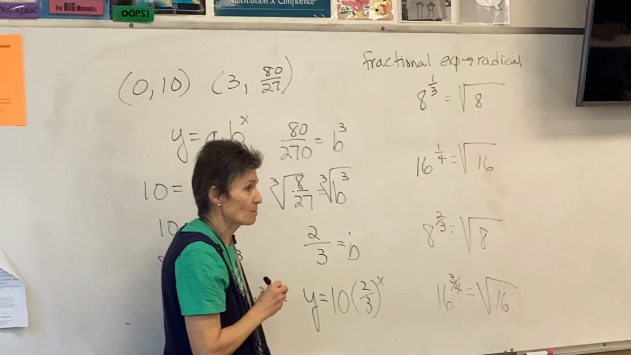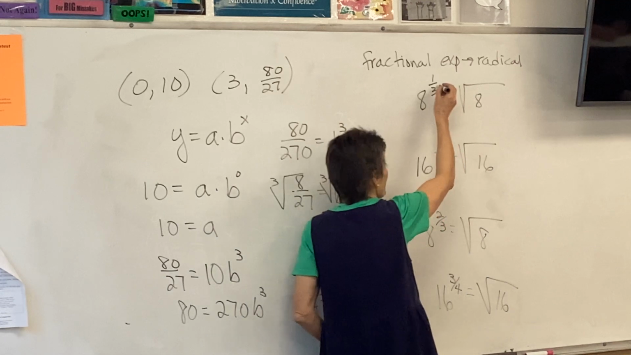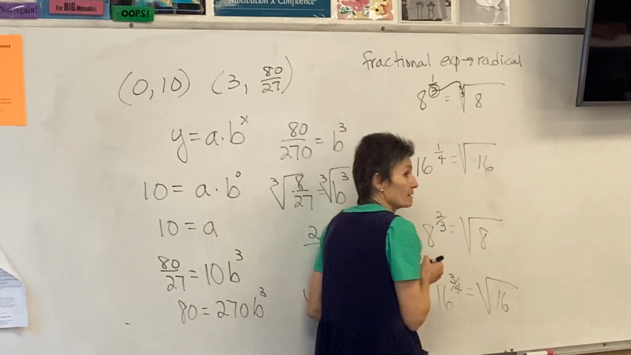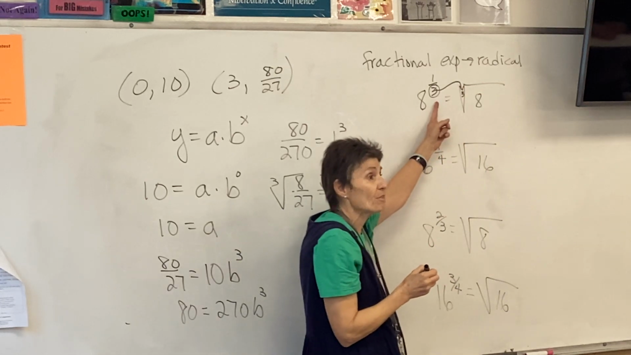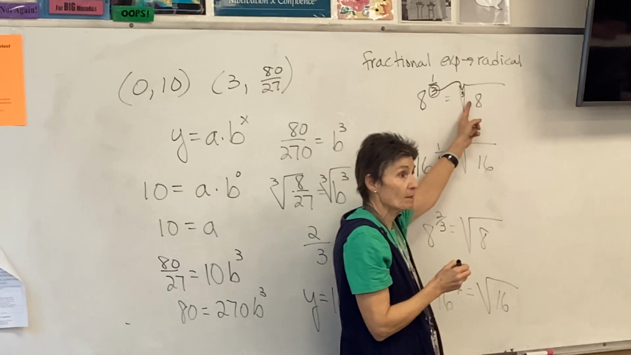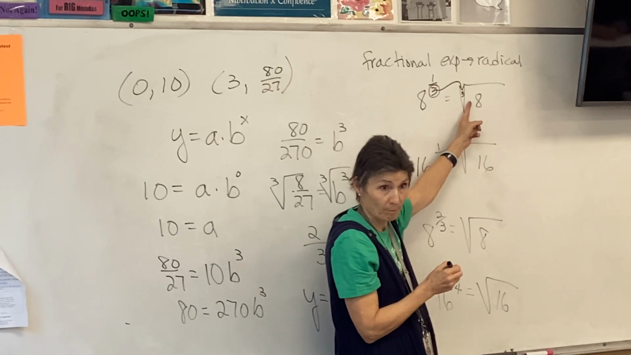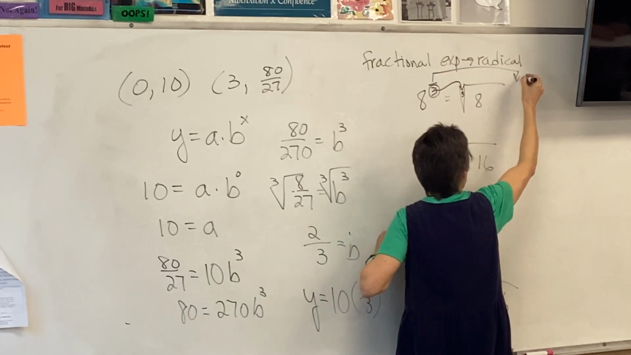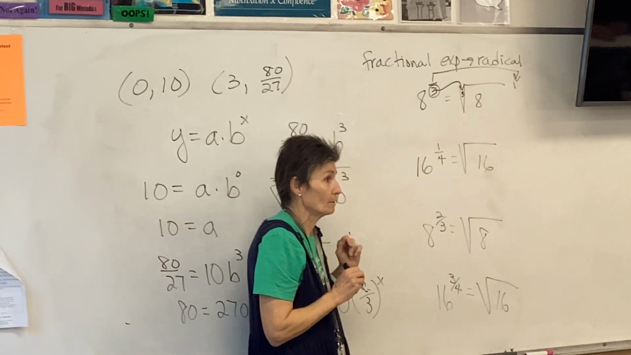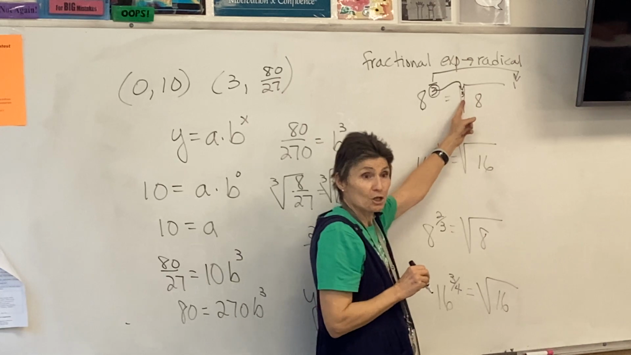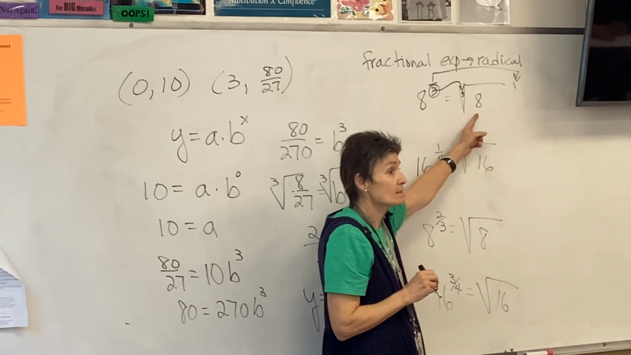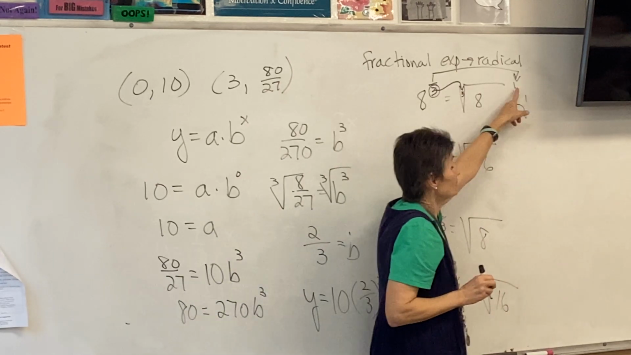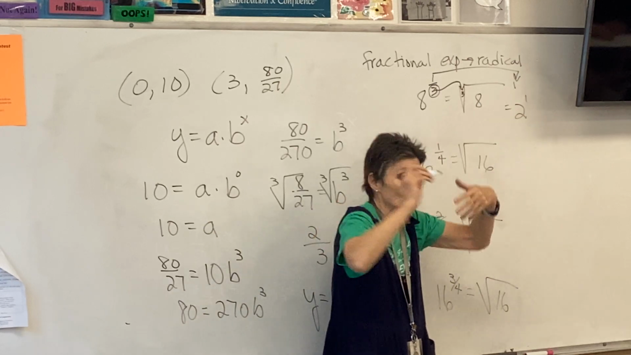Now, what do I do with that exponent? The denominator tells me which root I am taking. So since this is a 1/3 exponent, this is going to be a cube root problem. The numerator tells me what power I am going to raise my answer to. So I'm going to take the cube root of 8, which is 2, and I'm going to raise it to the first power, so the answer is just 2.